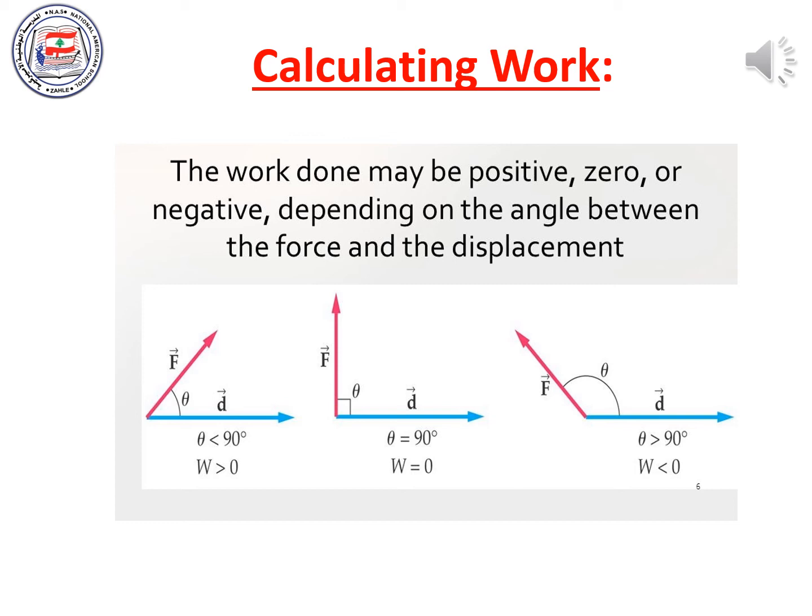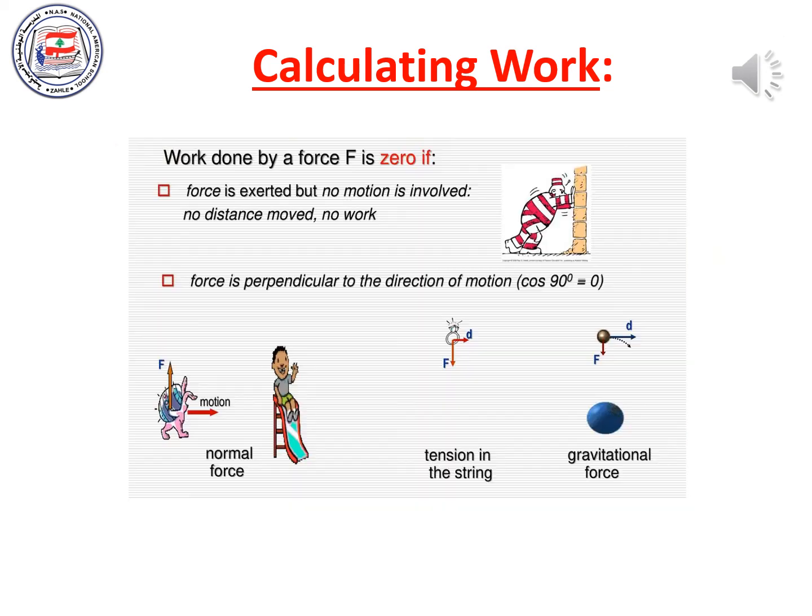In the middle, they are telling us if the angle is 90 degrees, so if the displacement and the force are perpendicular to each other, then the work that is done is zero. And if the angle is greater than 90 degrees, then the work that is done is less than zero, so it is negative. Here we must note that the work done by a force is equal to zero in two cases, not only if the force is perpendicular to the direction of motion as we stated in the previous slide, but also if force is exerted and there is no motion.